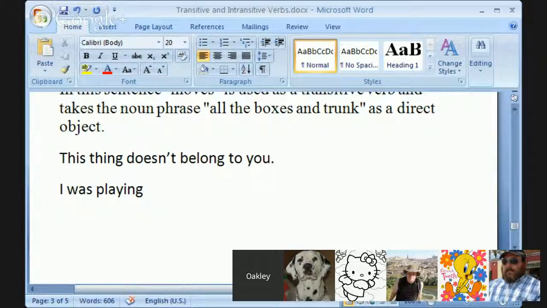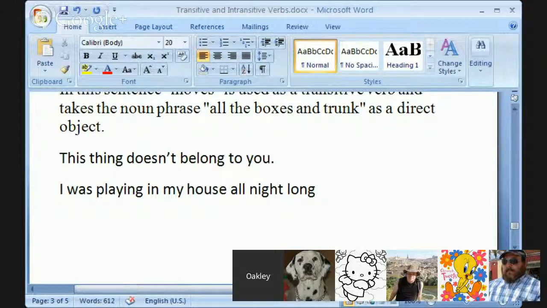All right. You can. It is possible. With this, I was playing hockey. That's transitive. It's possible to make this intransitive. When were you playing? Or how long? In my house. I was playing in my house. Or where you were playing. I was playing in my house all night long.